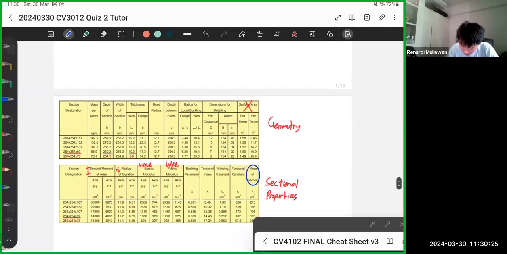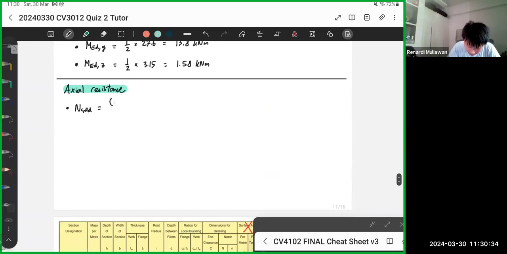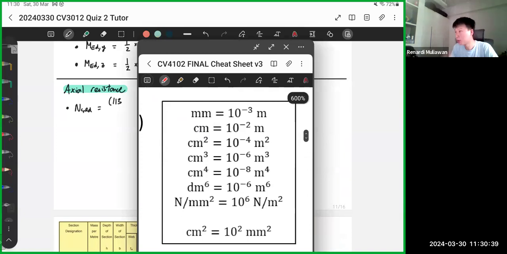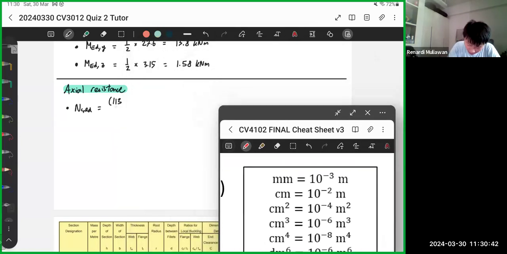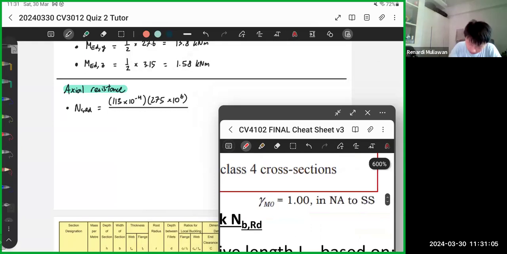So for this one, we use 113 cm squared. Usually, I like to change it into SI units. So you just go to this converter. cm squared is 10 to the negative 4 in SI units. And then what's the formula again? Times Fy. Fy here is 275 megapascals, 10 to the power 6. Divided by gamma M0. Gamma M0 here is 1.